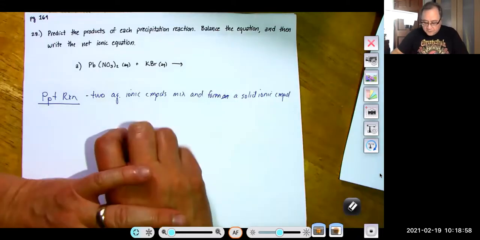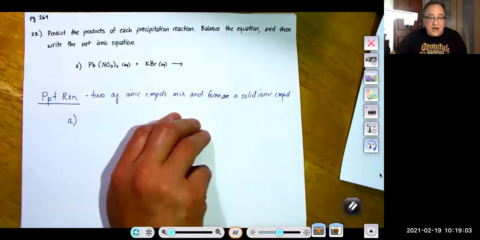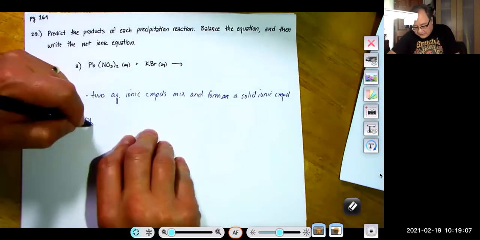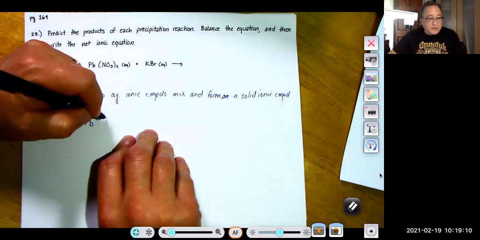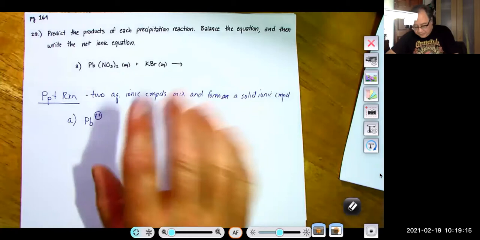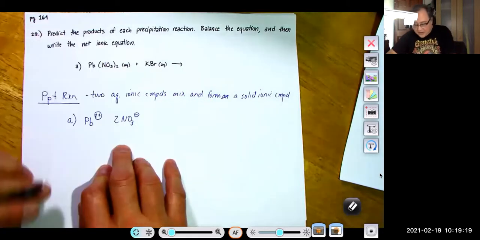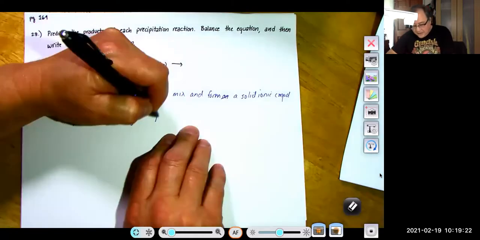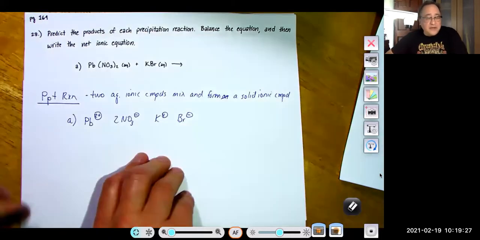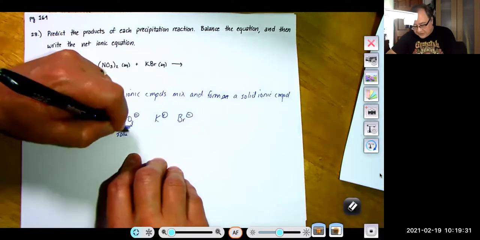So here, what I like to do is I like to write out the ions in solution. So here I'm going to have a lead 2 ion. And I'm not going to bother with aqueous because I know it's aqueous. It says so right there. I know that I have 2 nitrates. I know that I have a potassium. And I know I have a bromide. Now, if we look at our solubility guidelines, it tells you that these are soluble. And it tells you that these are soluble.